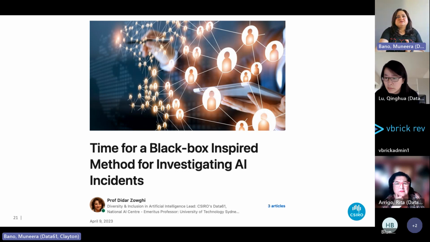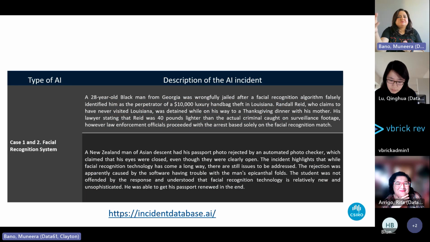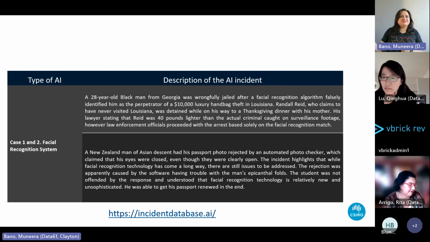So I used this concept in the last step, where I picked real life incidents from the AI incident database. There could be anything that would be reported. Some are just expectations, but we were very careful about the ones related to diversity and inclusion. Here is an example of a facial recognition system, and the incident is related to racial issues: one is a black man from the USA and another is a person of Asian descent from New Zealand, both subjected to discriminatory behavior by the AI system because of their race. So the AI system was not trained properly, or whatever the problem was.